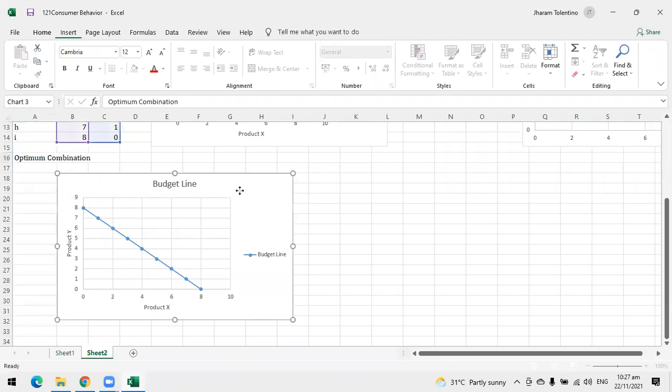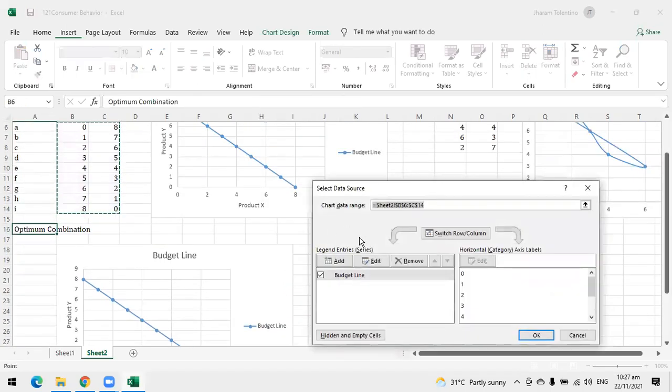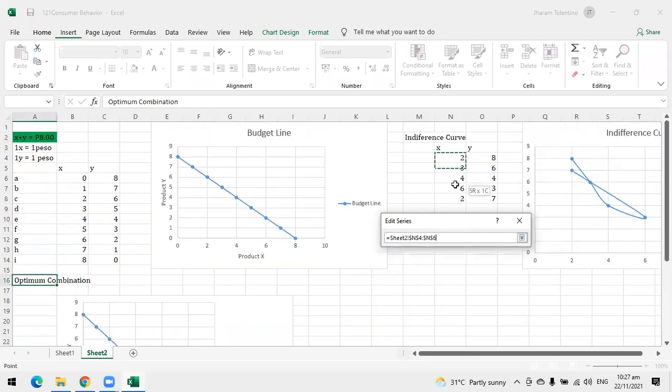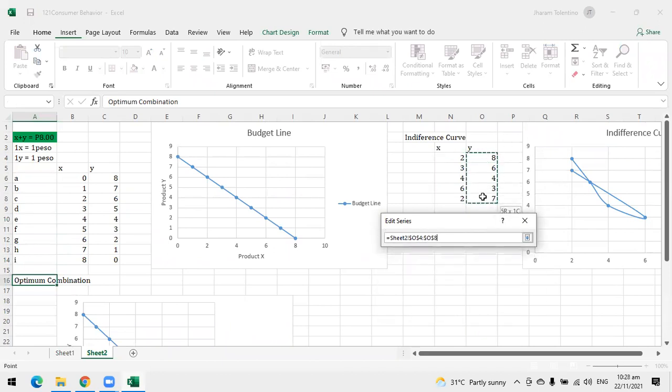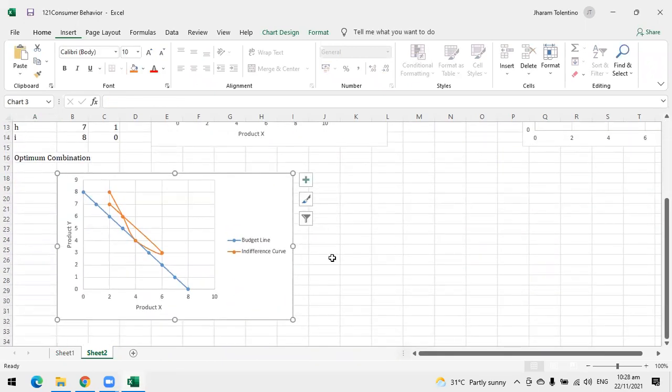We have here the budget line plus the indifference curve. So here we put, select data, then add, put here the indifference curve. Okay, so get the product X coefficients and the Y coefficients, or coordinates rather. So they combine. So what is the point where the budget line touches the indifference curve? That is the optimum combination. So in this case, this is it.